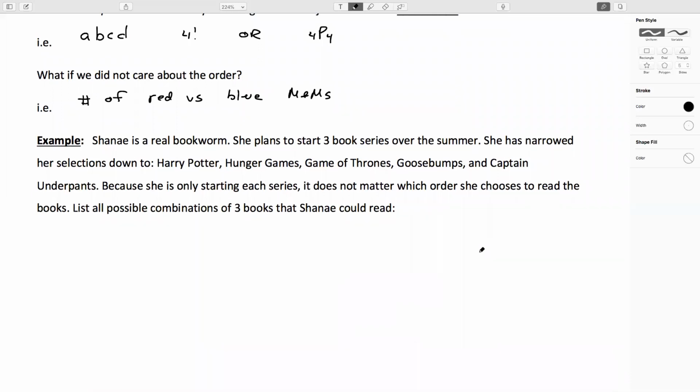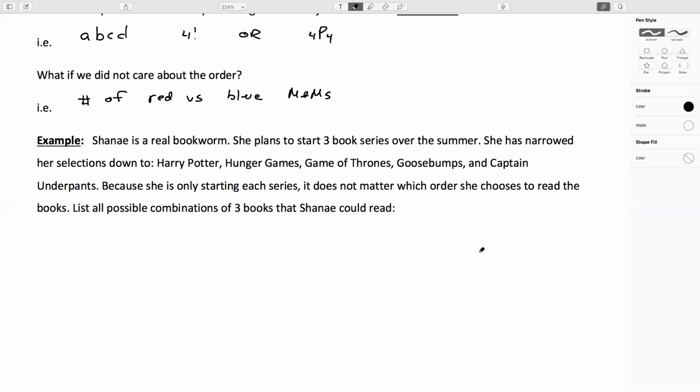So let's do an example. Shanae is a real bookworm. She plans to start 3 book series over the summer. She's narrowed her selections down to Harry Potter, Hunger Games, Game of Thrones, Goosebumps, and Captain Underpants. Because she is only starting each series, it does not matter which one she chooses to read or in which order she reads the books.